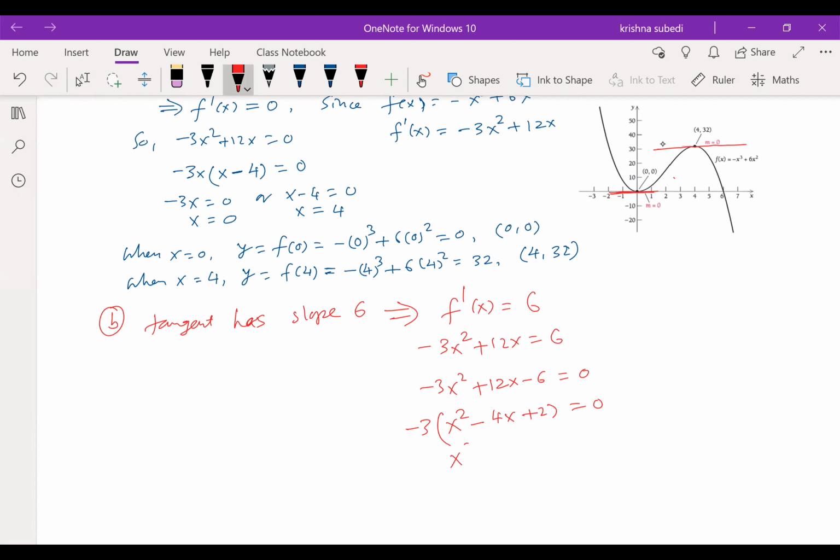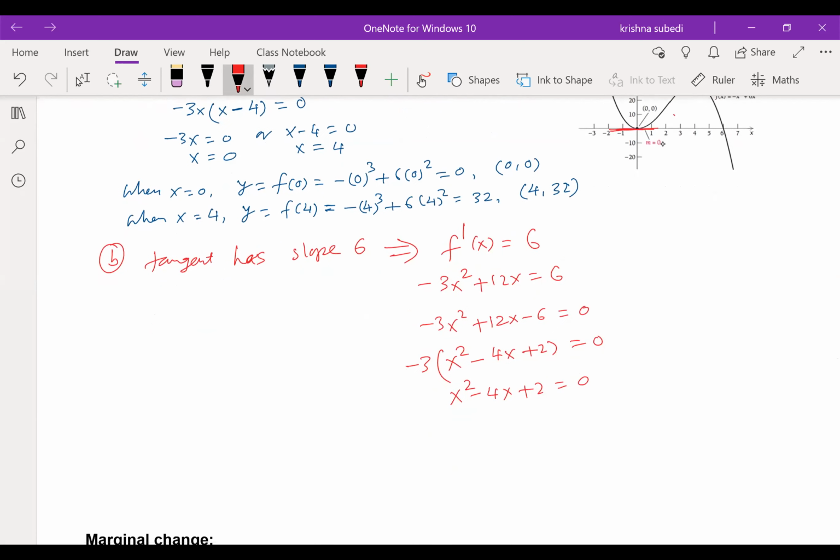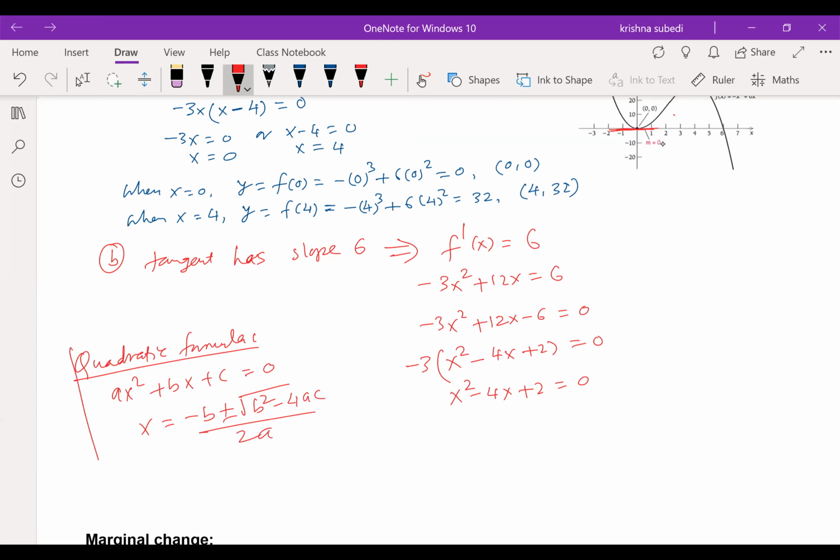So which means x squared minus 4x plus 2 equals 0. Now solving this quadratic equation, this is not easily factorable, but you can use the quadratic formula. So the quadratic formula is, if you have ax squared plus bx plus c equal to 0, the root or the x value for this will be negative b plus minus square root b squared minus 4ac over 2a. We know this formula from high school, so we're going to use that here.